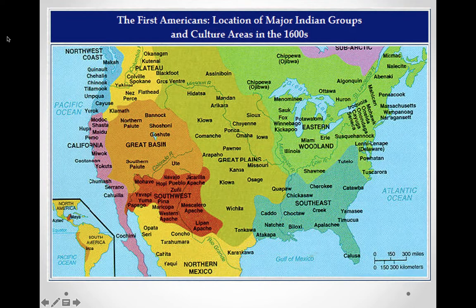Before Europeans arrived in North America, the United States was inhabited by a variety of Native American tribes. These tribes were scattered throughout the country, and in many cases, the tribes moved throughout the regions that they inhabited as the weather changed and in the process of hunting and gathering food.